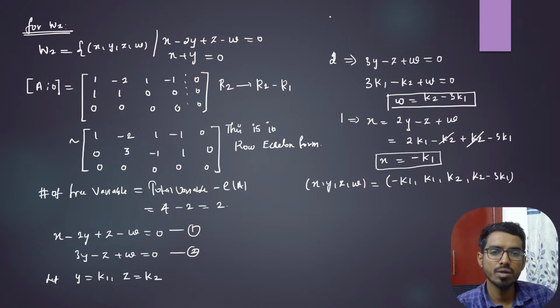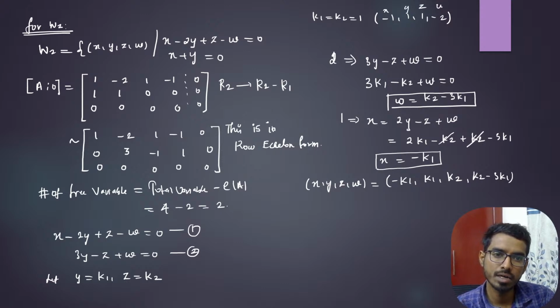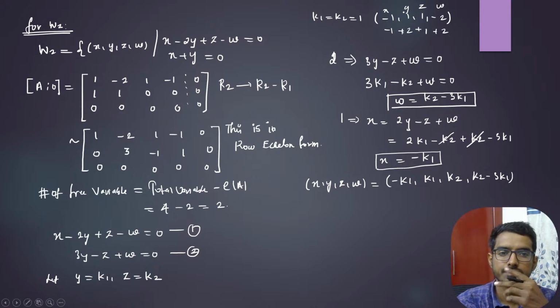Now we can check it out. If I put k1 and k2 equal to 1, the new solution is minus 1, 1, 1, minus 2, since 1 minus 3 is minus 2. Let us check whether it is correct or not. This is x, y, z, w. x plus y is 0, yes, correct. Then x minus 2y plus z minus w.